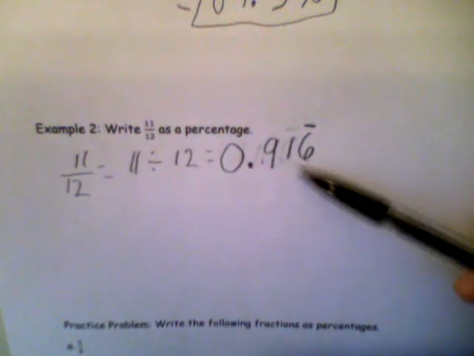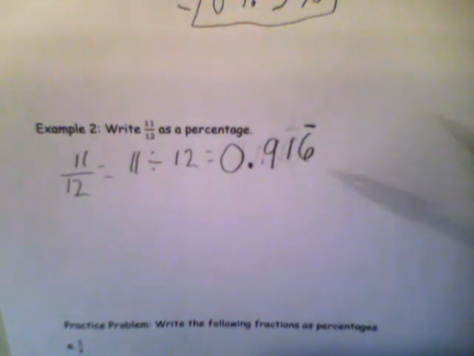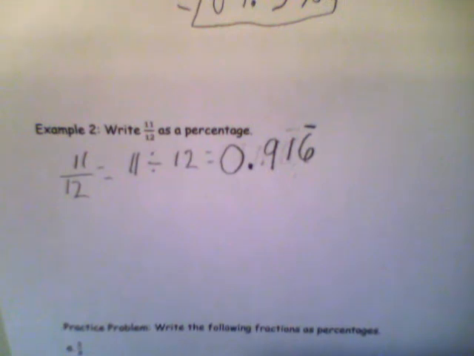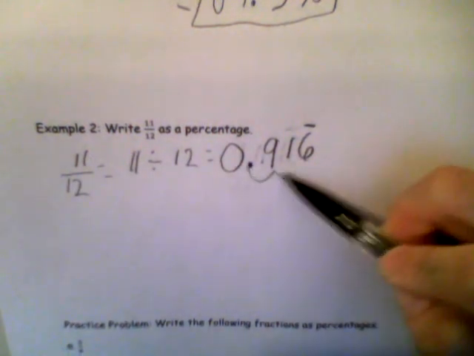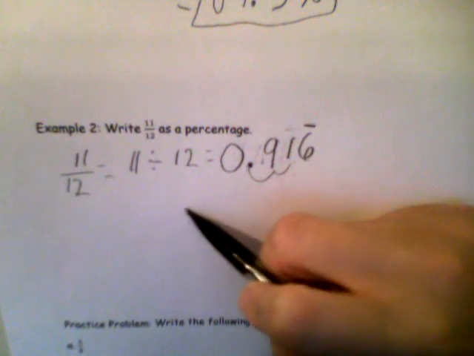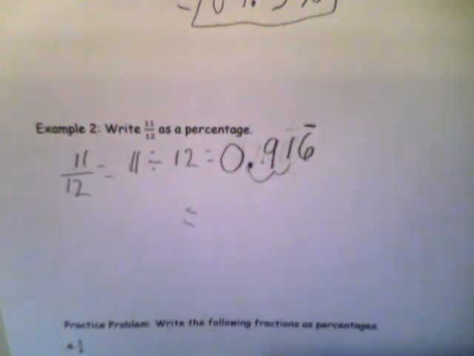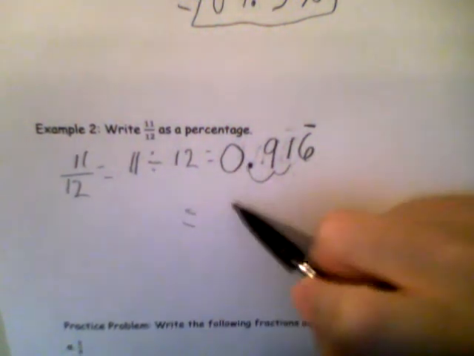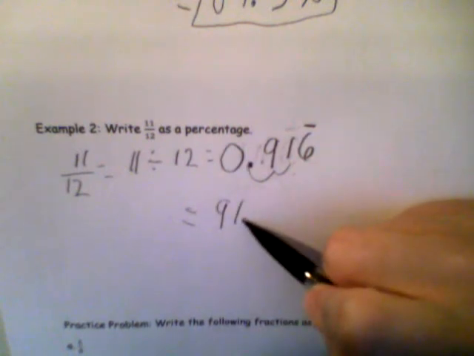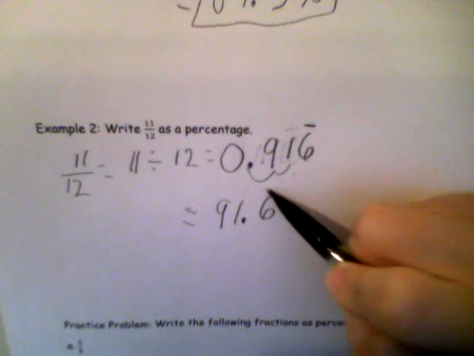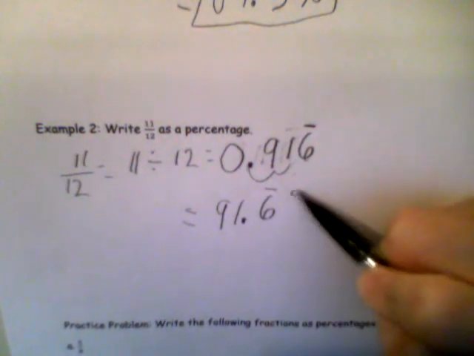So now we have it in decimal form. Now to get it as a percentage, all you have to do is multiply by 100, or just move the decimal 2 places over. Okay, so 1, 2. So 0.916 with the 6 repeating is just the same as 91.6%. Make sure you put the repeating bar over the 6.